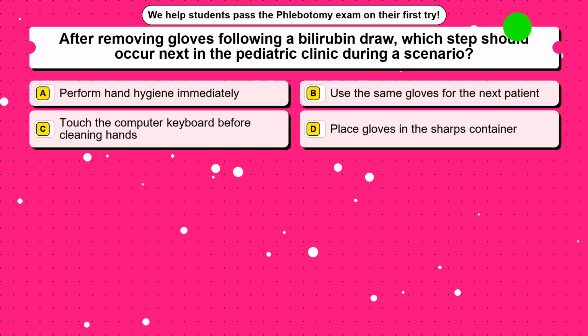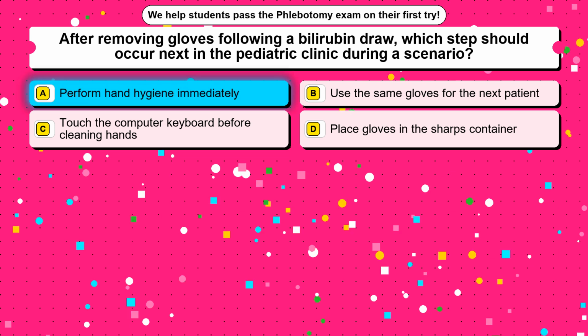Question 13. After removing gloves following a bilirubin draw, which step should occur next in the pediatric clinic during a scenario? Option A. Perform hand hygiene immediately. Option B. Use the same gloves for the next patient. Option C. Touch the computer keyboard before cleaning hands. Option D. Place gloves in the sharps container.